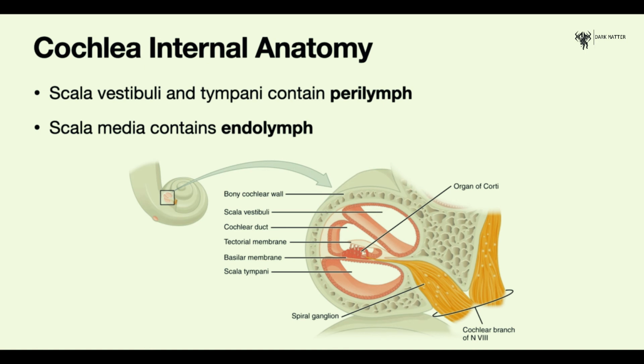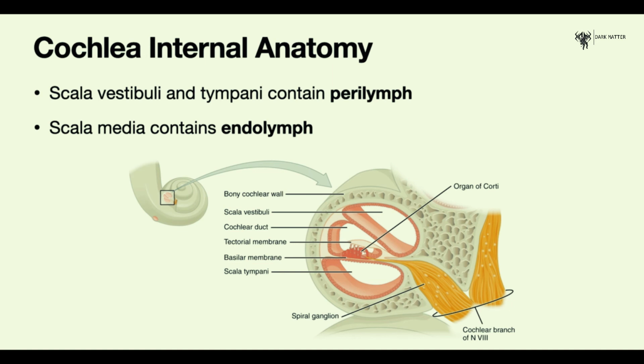Now, the type of fluid that is found in these 3 canals is not the same one because the scala vestibuli and the tympani contain a fluid called perilymph, while the scala media contains endolymph. We will not be covering the differences between these, but I wanted to mention it just so you can know that there are different fluids in the cochlea.